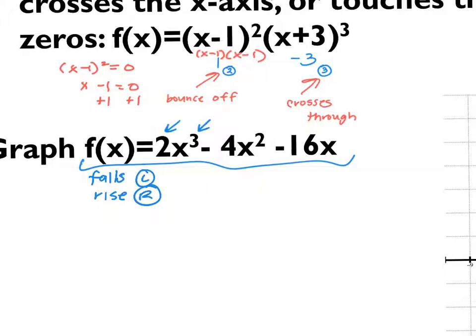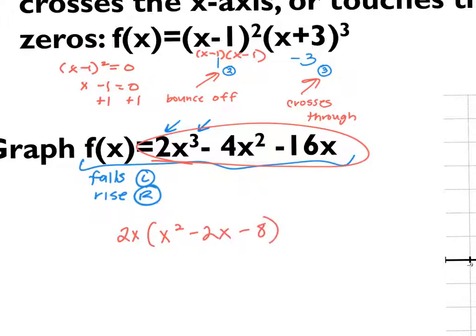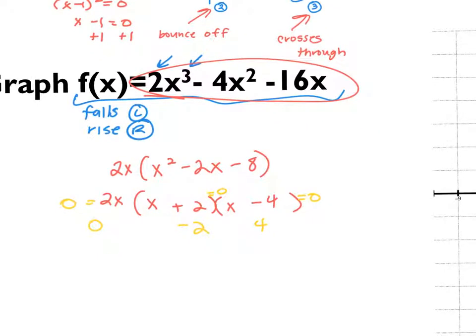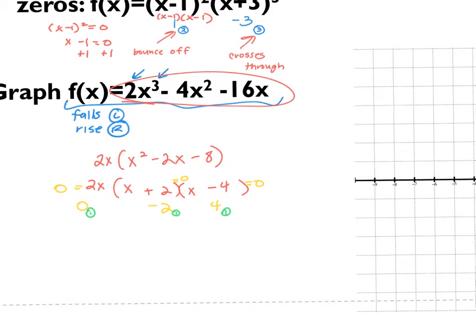Then I want to find the zeros. So I'm going to take what's here. Usually there's some sort of factoring involved. This time I can actually take out a 2x, and I get x squared minus 2x minus 8. And then I want to look for the factors of negative 8 that sum to negative 2, which would be positive 2, negative 4. And then solve. So this is equal to 0, this is equal to 0, this is equal to 0, and I get 0, negative 2, and 4. They all only occur one time. So it's going to cross through all those points.